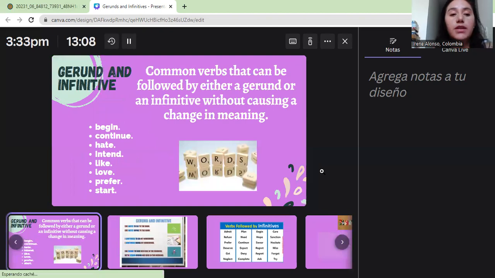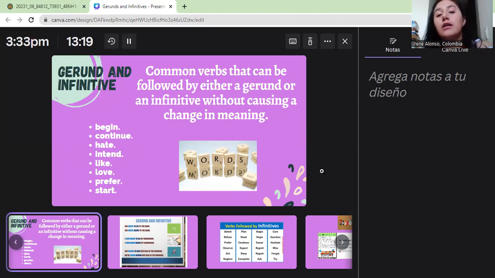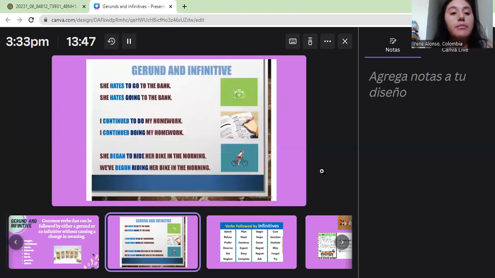And gerunds and infinitives, we use these common verbs that can be followed by either a gerund or an infinitive without causing a change in meaning. For example, begin, continue, hate, intend, like, love, prefer, and start. We can use this verb first, and then we can use either with to, for example, begin to study or begin studying.